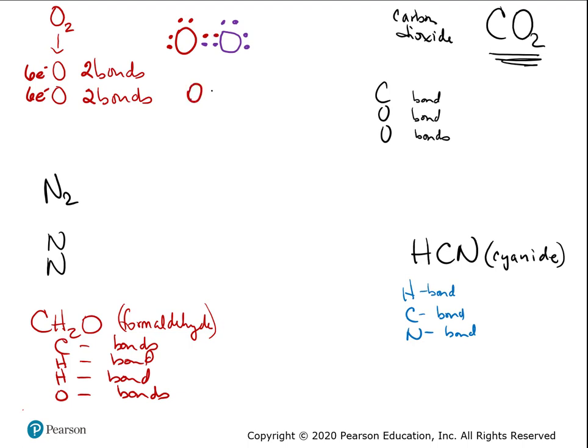So I would draw this, an O, dash, dash, to an O with its dots. And that's how oxygen gas is found. It always exists as O2.